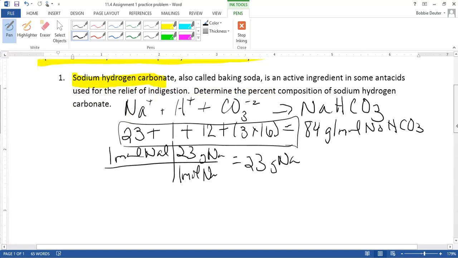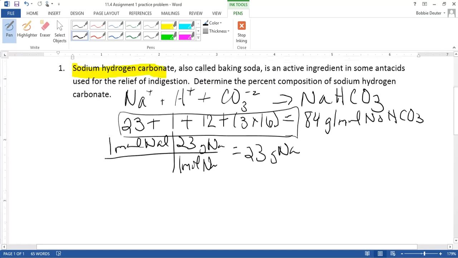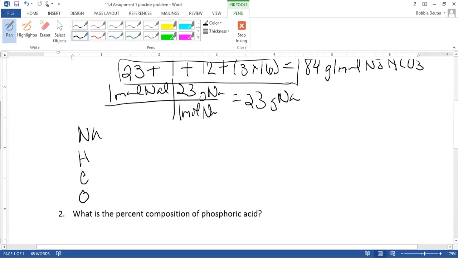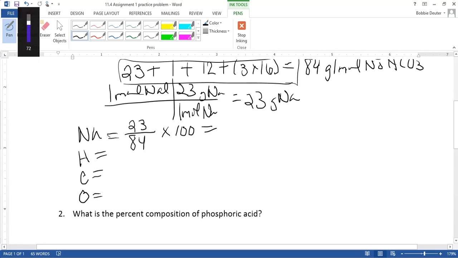Okay, once we have that and we've determined this, we want to find the percent of each of the ingredients in sodium hydrogen bicarbonate. And so that means we are going to do this for sodium, hydrogen, carbon, and oxygen. And so we're just going to use our equation that was above. We're going to put the mass of the element. So sodium, we have 23 over the mass of the compound, which is 84 times 100. In the case of sodium, you would get 27%.